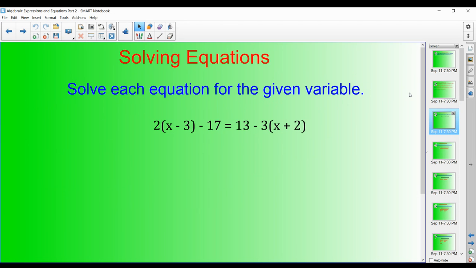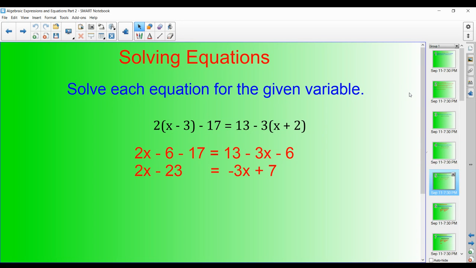So when we solve an equation, if it says solve for the given variable, there's only one variable. We're going to use all of the steps we've ever learned to get the variable by itself. So looking at this problem, we can distribute, we can combine like terms, we can move all of the x's to one side.